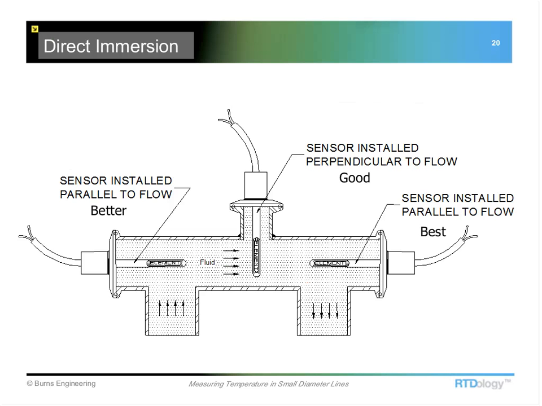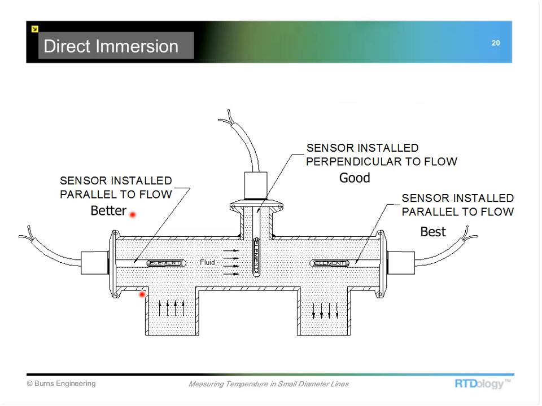One of the ways to help minimize this is to install these sensors in a T. If we have a 1-inch line, one possibility would be just to stick the probe into an outlet in a T, so we have the fluid coming by it. It's an acceptable way to do it. It just is not the best way.